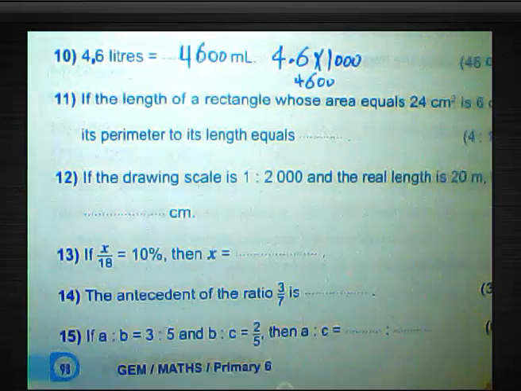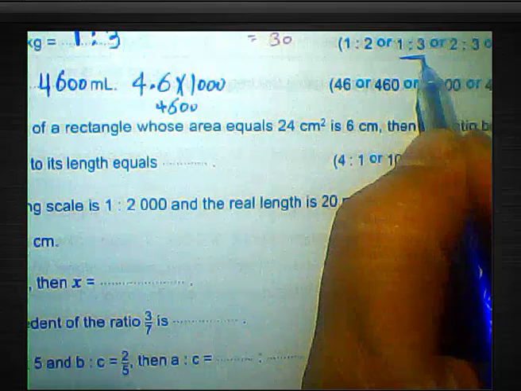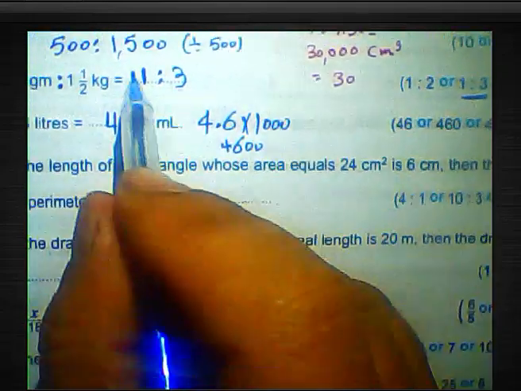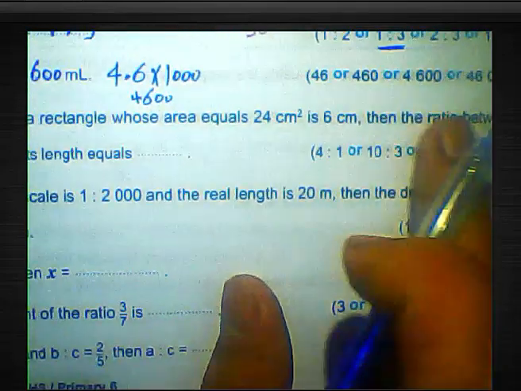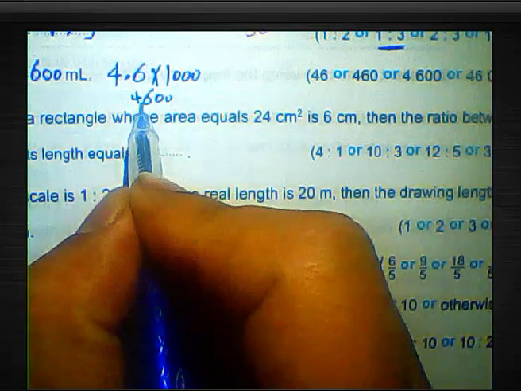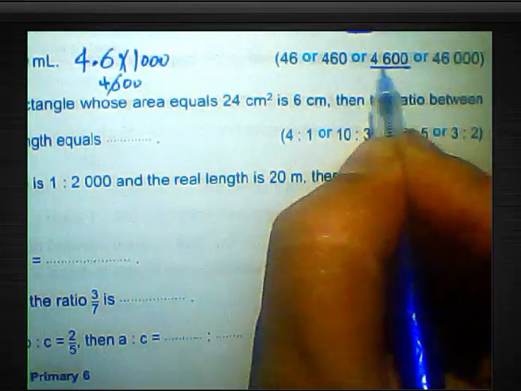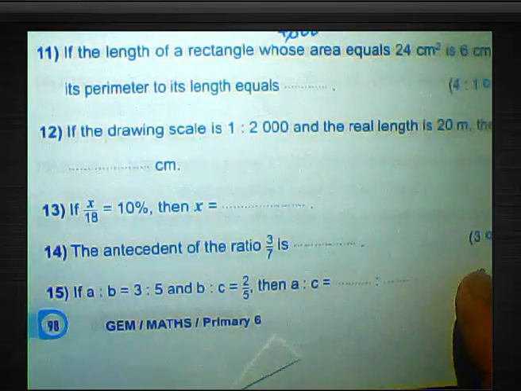4,600 milliliter. We must choose here 4,600. Okay.